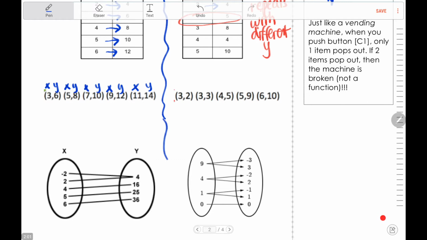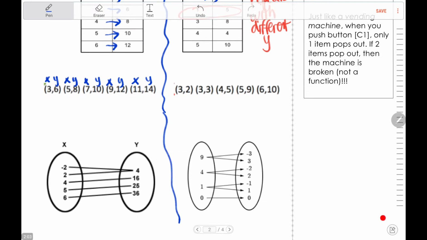So this one is a function because, let's take a look. Every x value, so we have 3 goes to 6, 5 goes to 8, 7 goes to 10, 9 goes to 12, 11 goes to 14. No x values repeat. We're good.